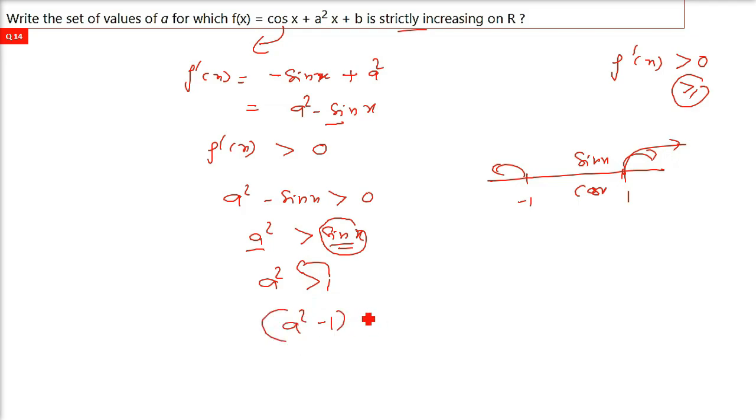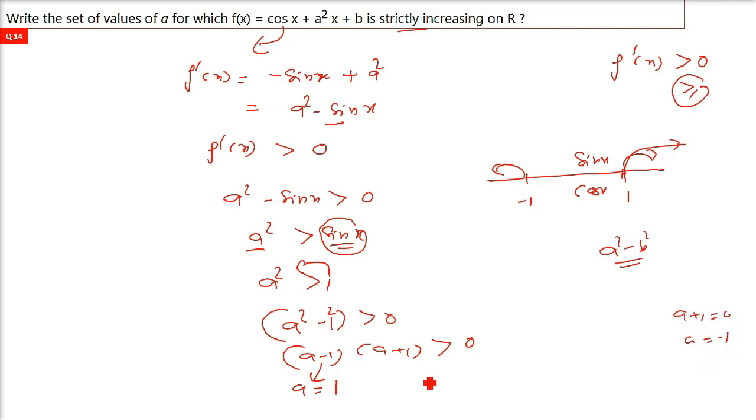And a square minus 1 square, you know that a square minus b square is a minus b into a plus b, right? So a square minus 1 square is a minus 1 into a plus 1. Now when we have a minus 1 and a plus 1, these are two different factors, and when these factors are multiplied, the product is greater than 0. The first point which we told when I started this chapter, how you are going to get the solution, that solution we are going to apply here, because a minus 1 is 0 when a is 1. A plus 1 is equal to 0 when a equals minus 1.